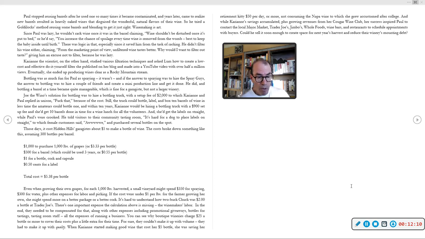There's one important expense the calculation above is missing, the winemaker's labor. In the end, they needed to be compensated for that, along with other expenses, including promotional giveaways, bottles for tastings, tasting room staff, all the expenses of running a business. You can see why boutique wineries charge $25 a bottle or more to cover their cost, plus a little extra for their time. For sure, they couldn't make it up with volume. They had to make it up with quality.